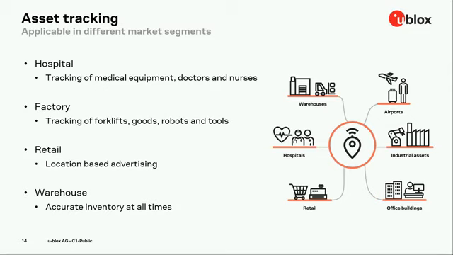Factory, here you can track forklifts and goods, robots and tools, making sure that your production and manufacturing processes are optimized. In the retail domain, analysis of consumer behavior could be very beneficial. And then finally, of course, warehouses, to accurately track your inventory at all times.